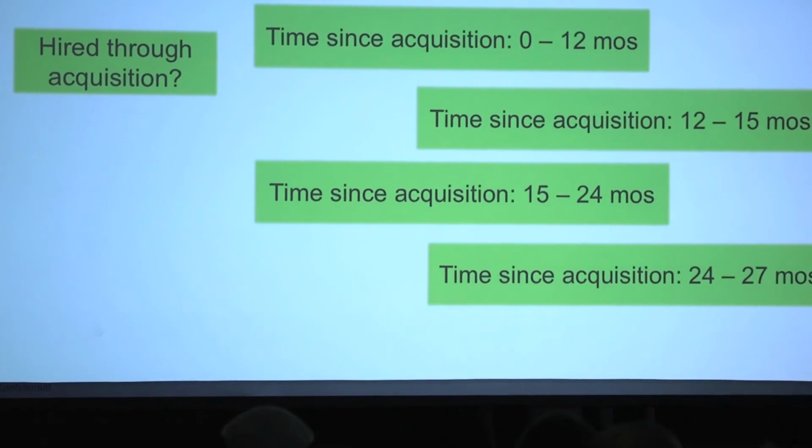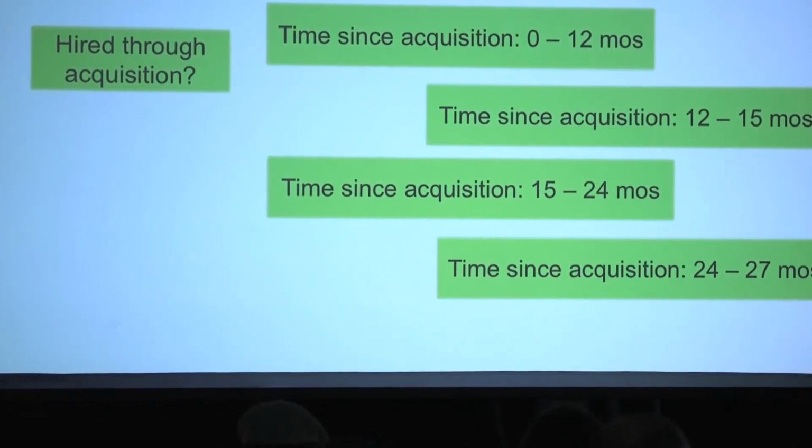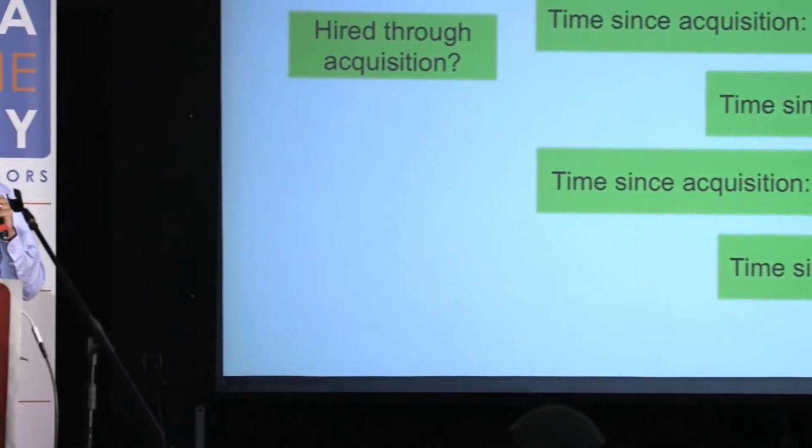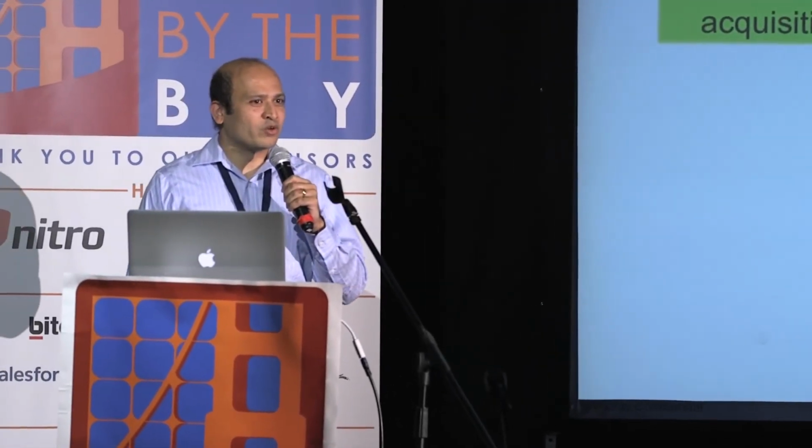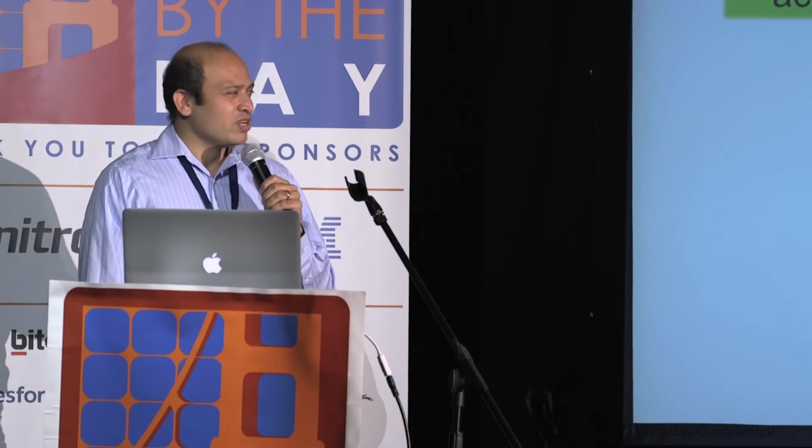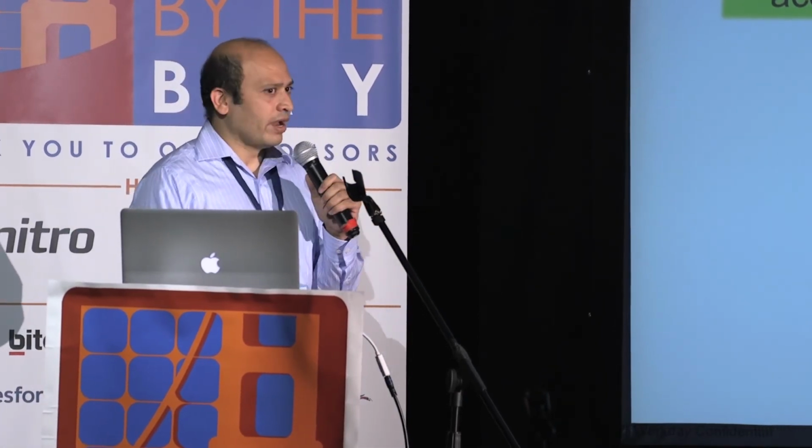What went wrong? We started thinking about it, and what we realized was that we had to slice this feature into features like this: time since acquisition between 0 to 12 months, 12 to 15 months, 15 to 24 months, and 24 to 27 months. Any guesses which features were strongly correlated with retention or attrition? That feature is actually strongly correlated with people staying. The features strongly correlated with people leaving are time since acquisition between 12 to 15 months and 24 to 27 months. That's where the people's stock vests.